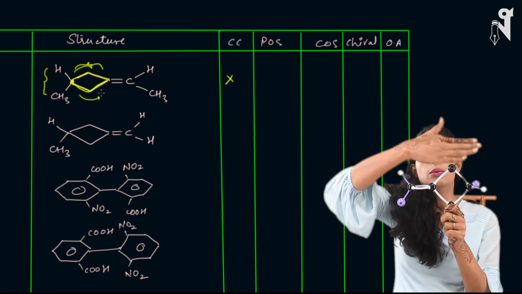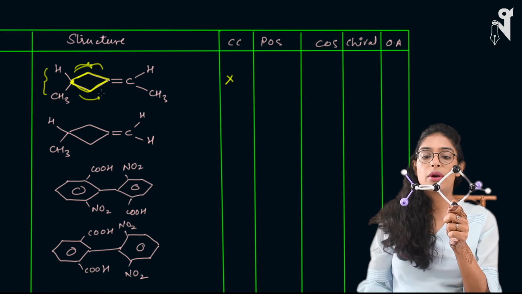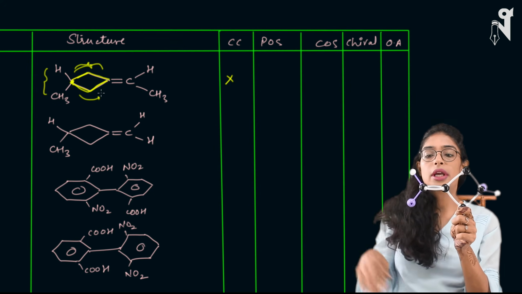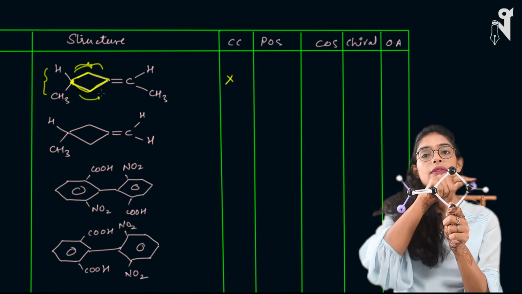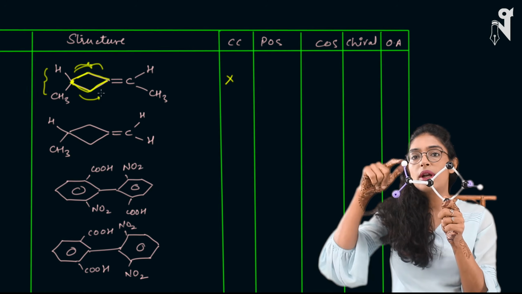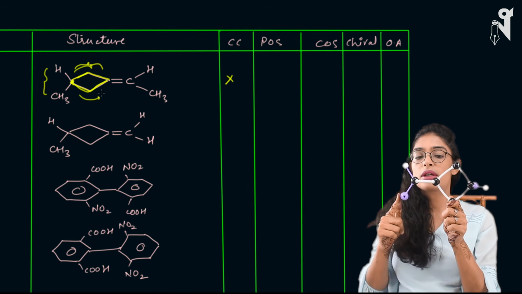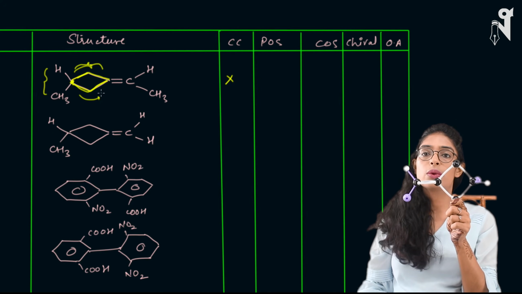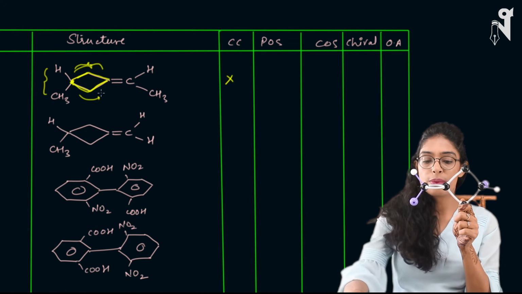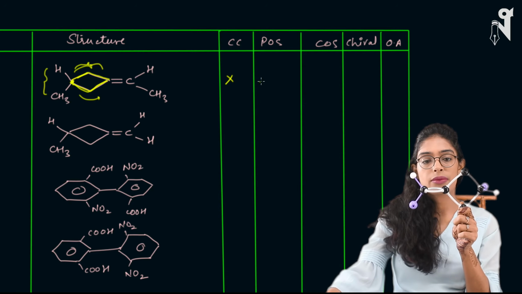So with a vertical cut, you cannot get the mirror image. Let's see the horizontal cut. Can you do the horizontal cut? I can do the horizontal cut. Here again we will get two equal halves, but one half will get hydrogen and the other half will get CH3. So this way also we cannot cut it into two equal halves and mirror images. So POS is not there.